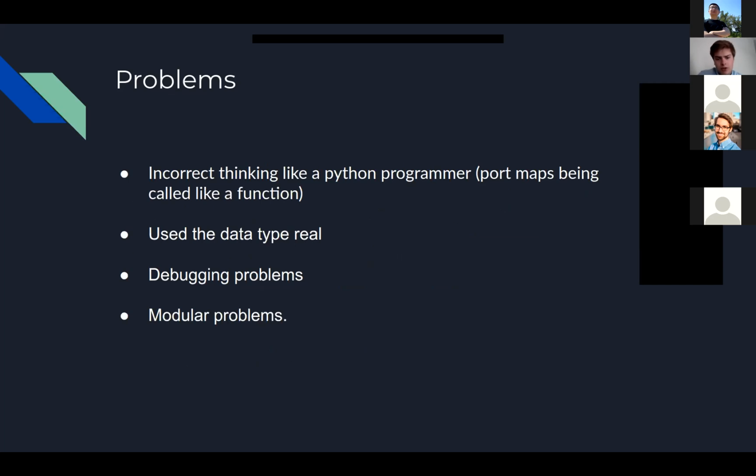I came here with mostly Python as my coding language choice. And so I was treating port maps kind of like a function, and that's not how it is. You can't just make a lump of hardware exist and not exist based on different inputs. So you've got to instantiate it and control the inputs going in and out of it. I learned that the hard way. I used the data type real; I'll talk about why I decided not to do that. Learning debugging, and making sure all these different components fit well together was a really good lesson for me to learn.